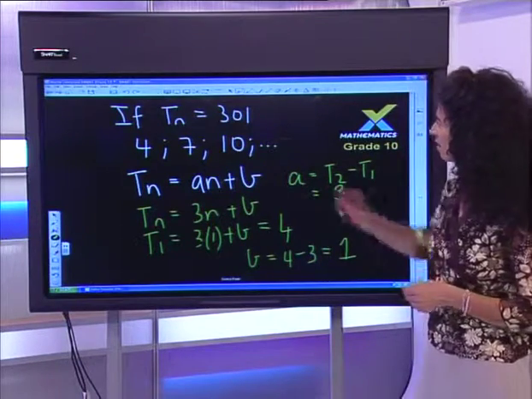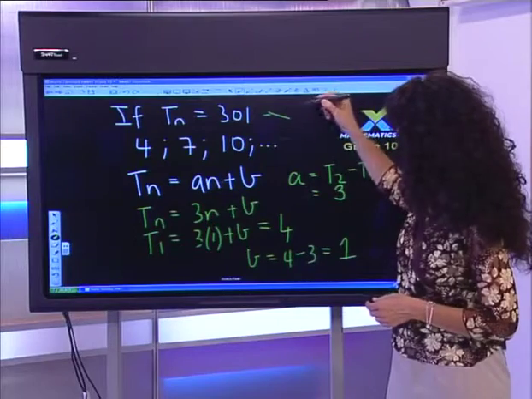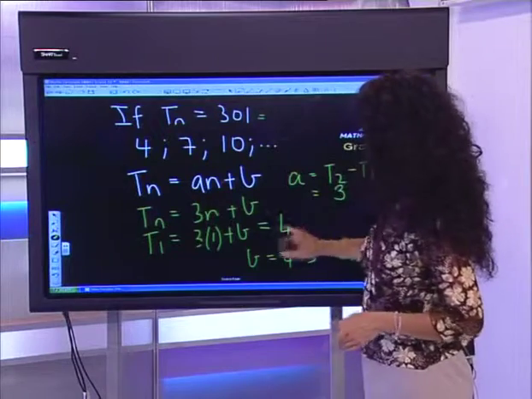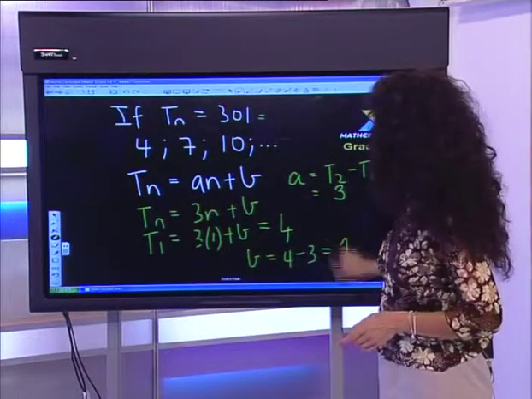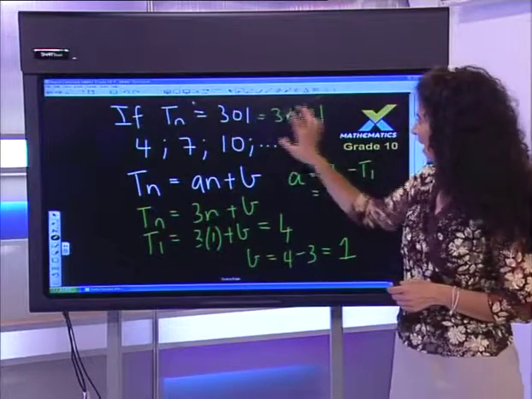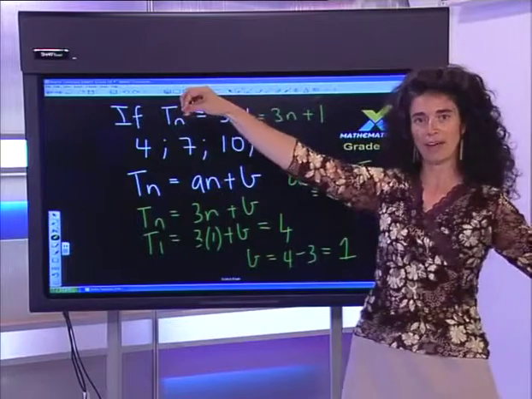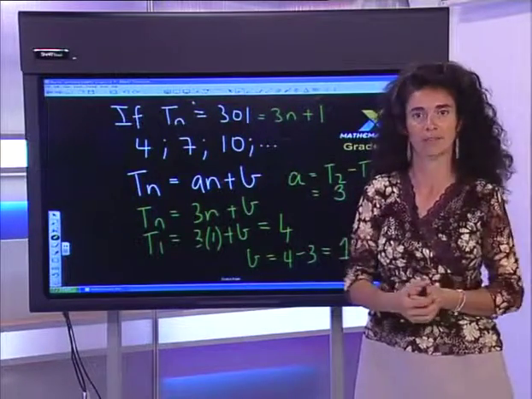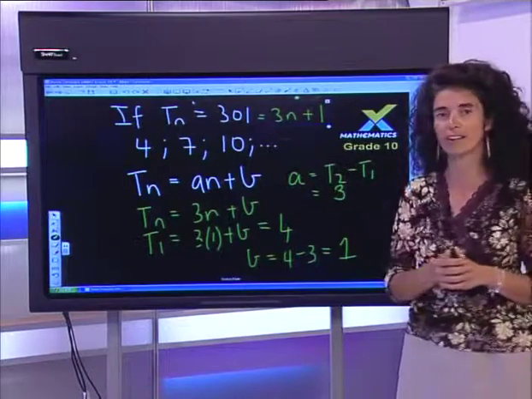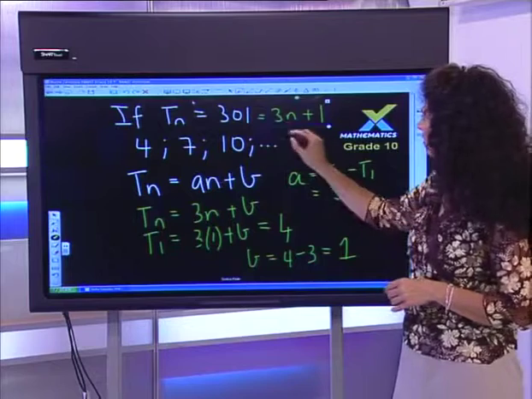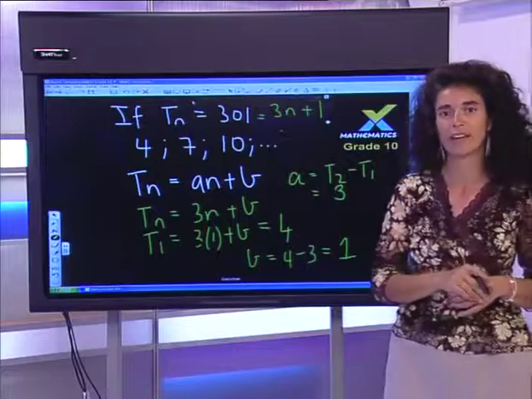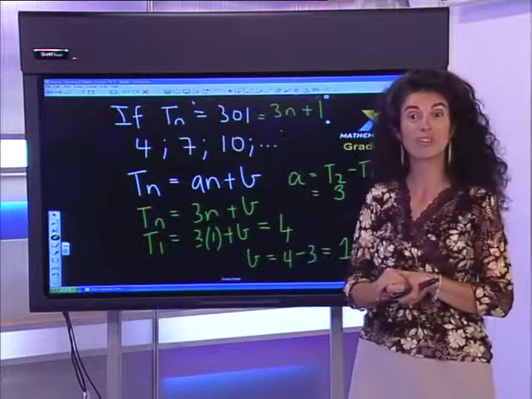So firstly, the Tn was equal to 3n plus 1. So now we know that the value of some term in that pattern is 301. What is n? So you had a little equation to solve here. Minus 1 from 301 would be 300. And then you'd be left with 3n was equal to 300, and therefore making n the 100th term.